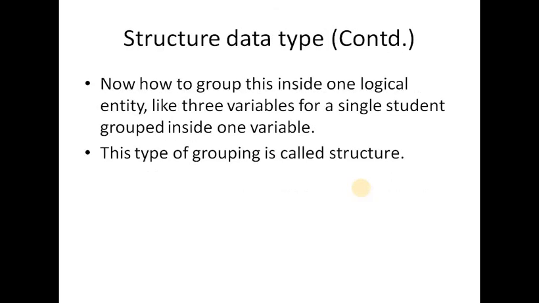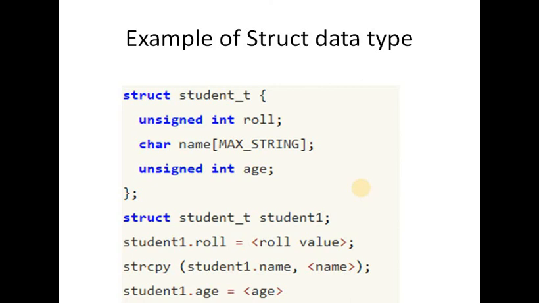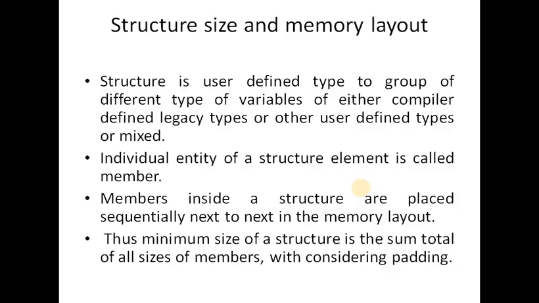Now, how to group this inside one logical entity, like 3 variables for a single student grouped inside one variable? Example of struct data type. You can see this is the explanation of the struct data type. Struct size and memory layout. We are talking about size and memory in a structure. A structure is a user defined type to group different types of variables, either compiler defined, legacy types, other user defined types, or mixed.